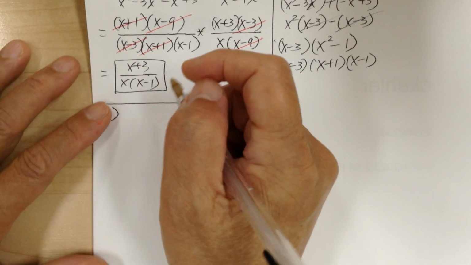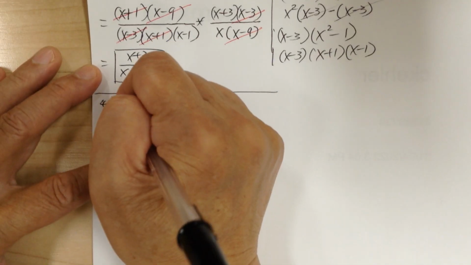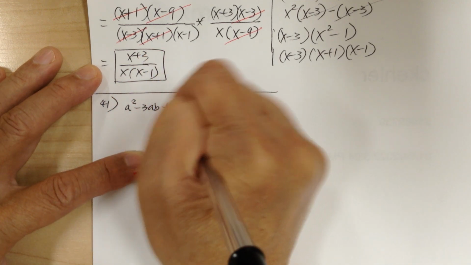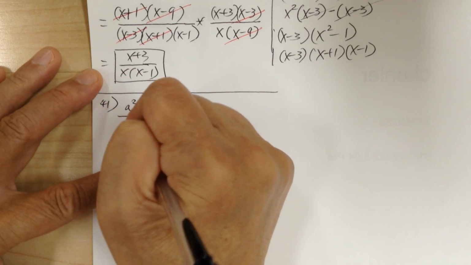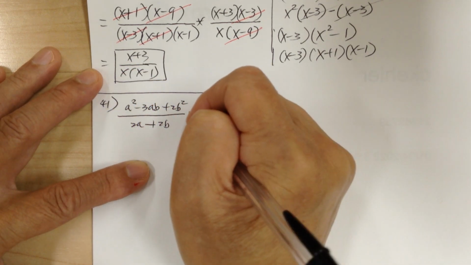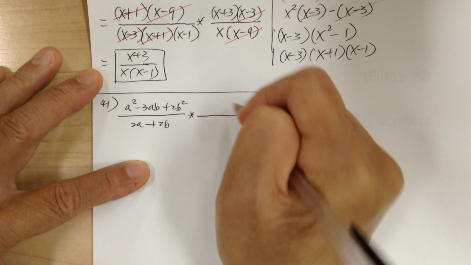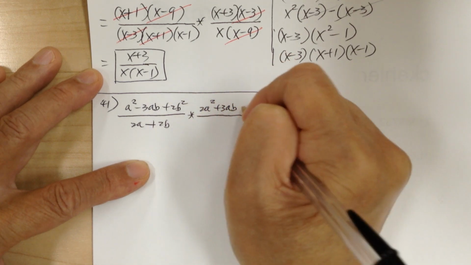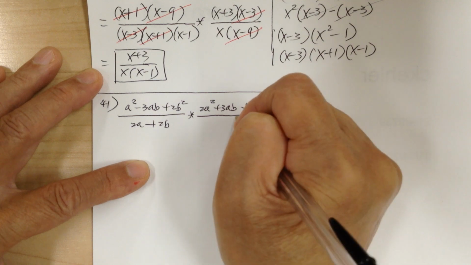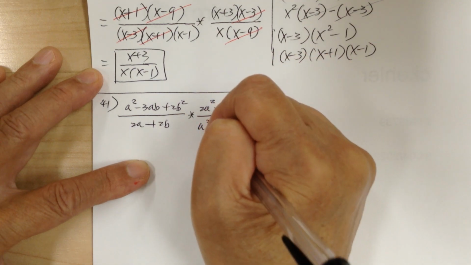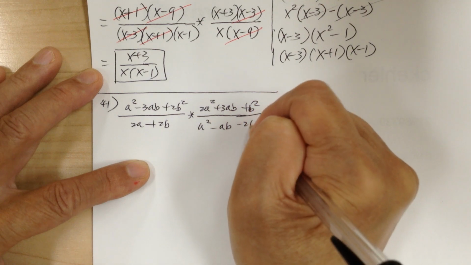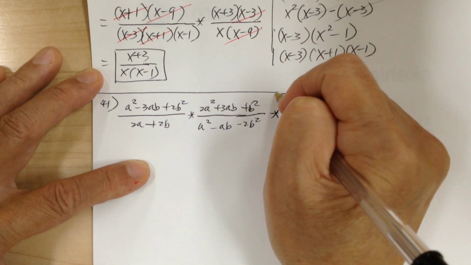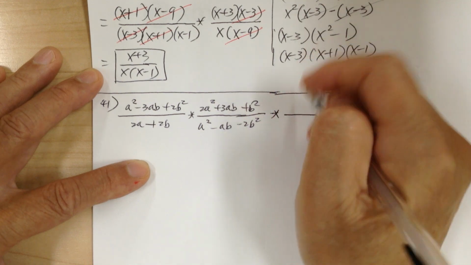Okay, let's go to the next one. Okay, so you got a squared minus 3ab plus 2b squared over 2a plus 2b, times 2a squared plus 3ab plus b squared over a squared minus ab minus 2b squared. And now it's a division, so I'm going to change it into multiplication and take the reciprocal.